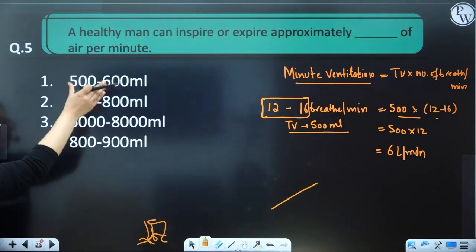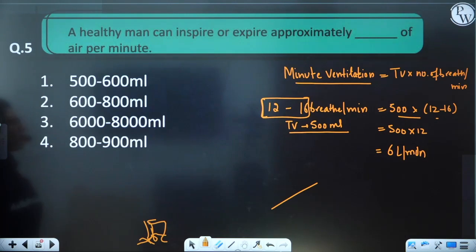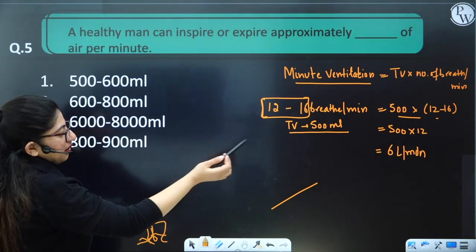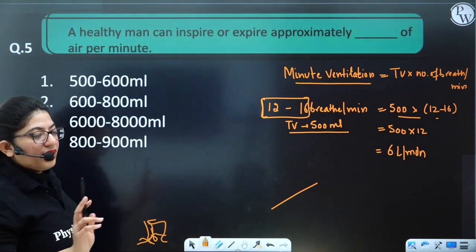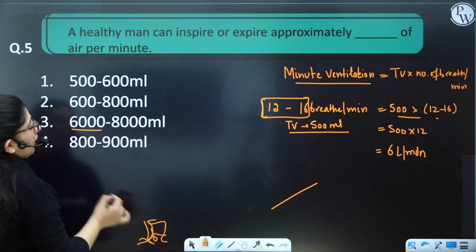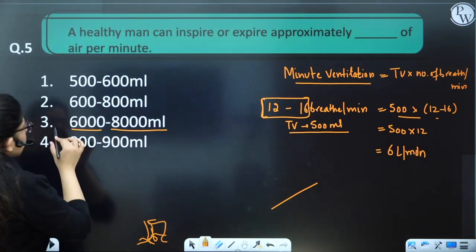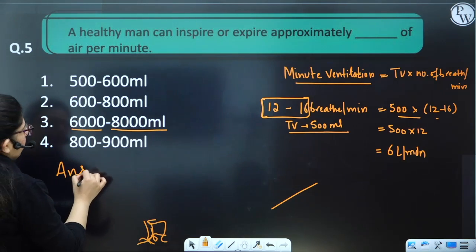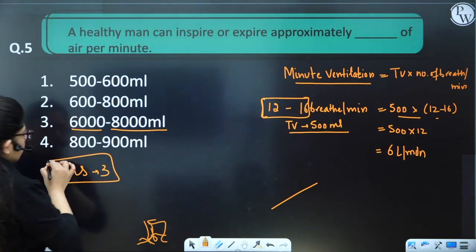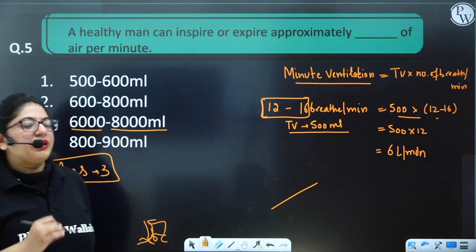Okay, now they have given you the bracket. So according to that, if 6 liter per minute is the answer for the 12, that means 6000 ml. And if I multiply it with the 16, it will be 8000 ml. So what will be the answer? The answer will be the third. All right. So this is how you can find out the minute ventilation.